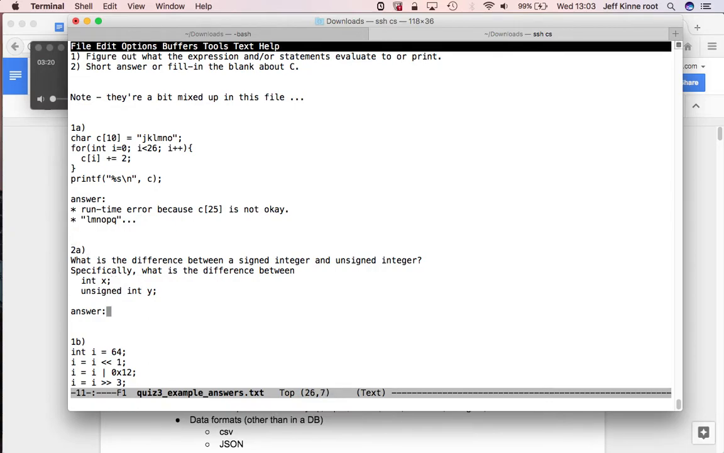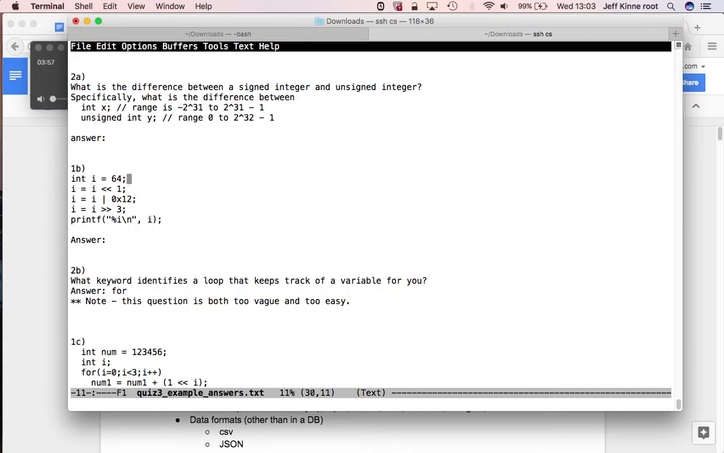All right, what is the difference between signed and unsigned? And I said specifically, what is the difference between int x and unsigned int y? The answer here would be that this one's range is -2 to the, I'm putting the caret here for a power, I don't mean XOR, this is -2 to the 31 to 2 to the 31 minus 1. And this one, the range is from 0 to 2 to the 32 minus 1. Okay, that's signed and unsigned.